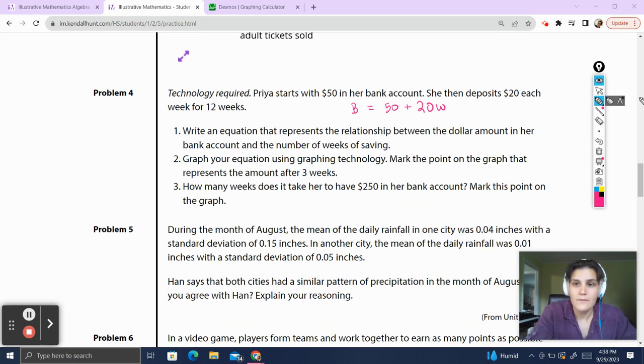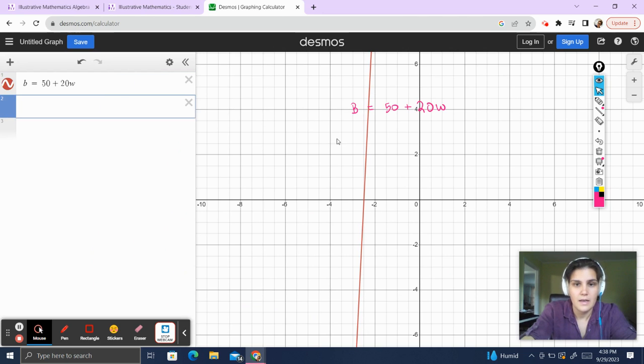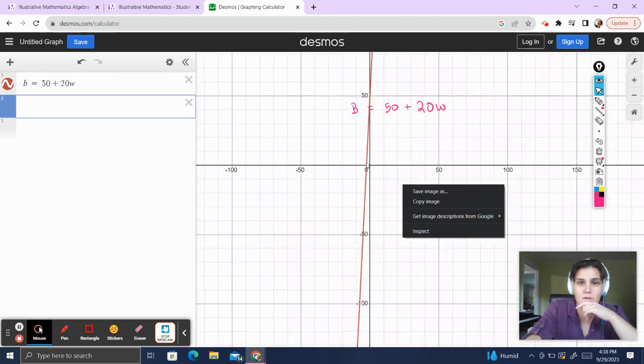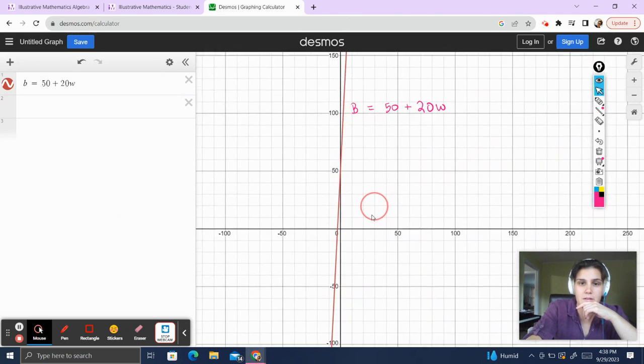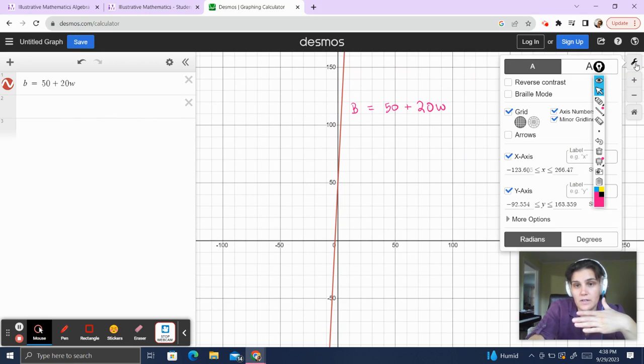Part 2. Graph your equation using graphing technology. Mark the point on the graph that represents the amount after 3 weeks. So I'm going to go to my handy dandy graphing calculator. I'm going to say B is equal to 50 plus 20W. And there we go, we got our graph. And we got to zoom out here because she starts at $50. Now in this case, I'm going to do this. You don't have to if you want to.